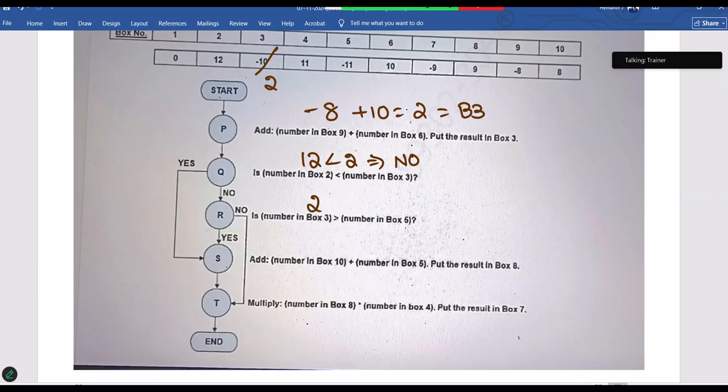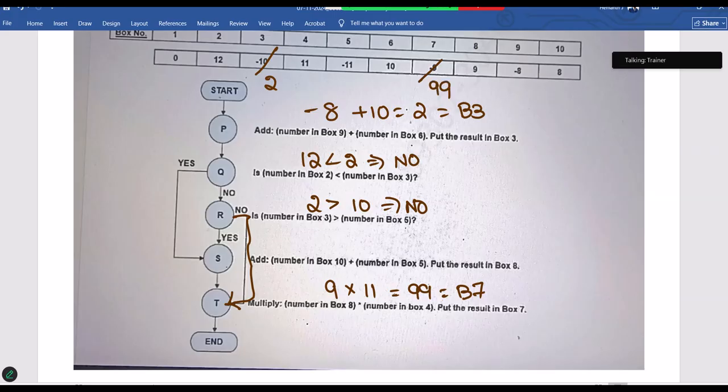Number in box 3 is 2. Is it greater than the number in box 6, 10? No. Then jump directly to T. Here the number in box 8, 9. Number in box 4, 11, which is 99. Updated in box 7. Now, previously you had some negative values, it's changed.